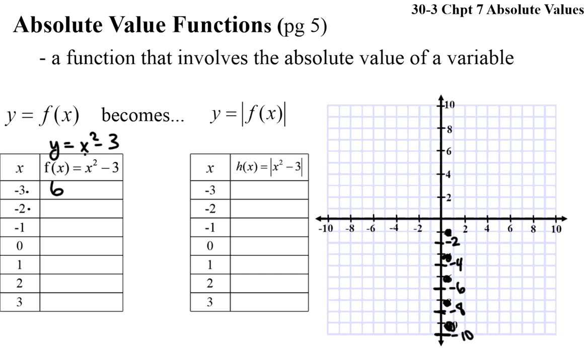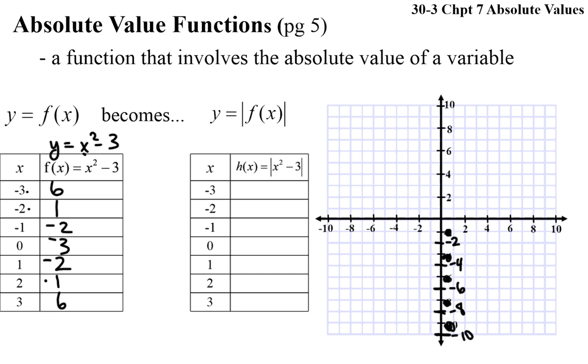When we plug negative 2 in, negative 2 squared is 4, minus 3 is 1. Negative 1 squared is 1 minus 3 is negative 2. 0 squared is 0, minus 3 is negative 3. 1 squared is 1, minus 3 is negative 2. 2 squared is 4, minus 3 is 1. And 3 squared is 9, minus 3 is 6. So there's our f at x graph.